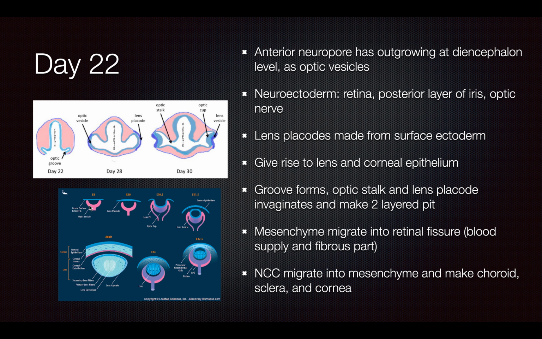So here is your ectoderm. Here is your optic vesicle. It invaginates in, forms a cup, and this closes. The corneal epithelia will come in from the neural crest cells, and then eventually it will form the lens capsule and the layered corneal epithelium.